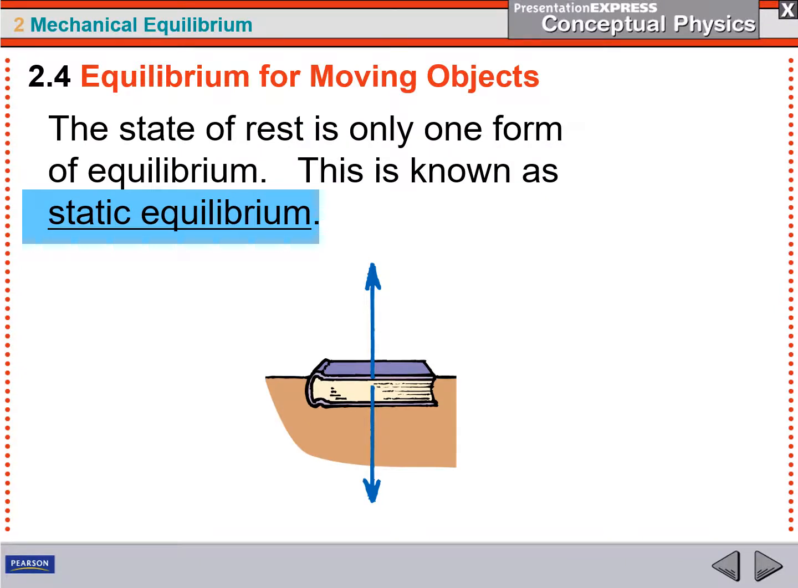Let's go back and again just formally define on your study guide that the state of rest, when an object is not moving, is called static equilibrium. The sum of the forces on the book shown in the picture here adds up to 0. So static equilibrium is a subcategory of mechanical equilibrium.